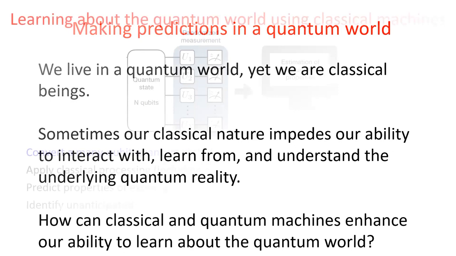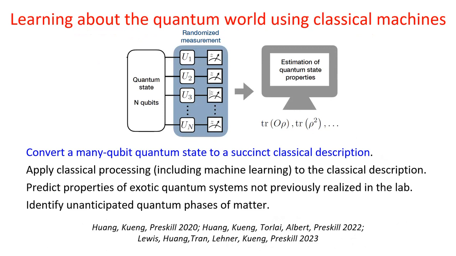It's possible to convert a complex many-qubit state to a succinct classical description of the state. But in doing so, we necessarily discard a vast amount of information. But nevertheless, we can retain a lot of physically relevant information about the state. And then we can apply classical machine learning tools to generalize from that data to make predictions about quantum systems that we haven't encountered in the lab up until now. And we can use those classical machine learning tools to learn to recognize when new quantum phases of matter have been created that we haven't seen in the lab before.